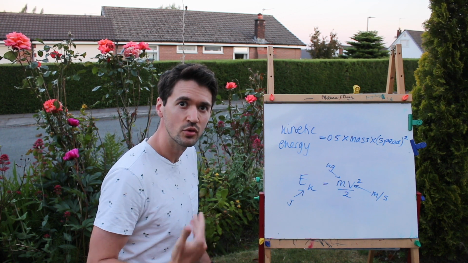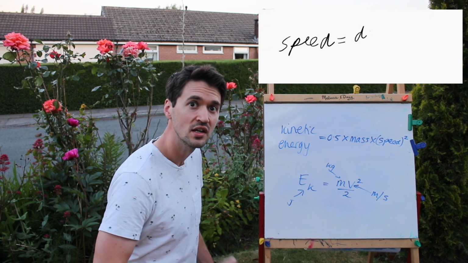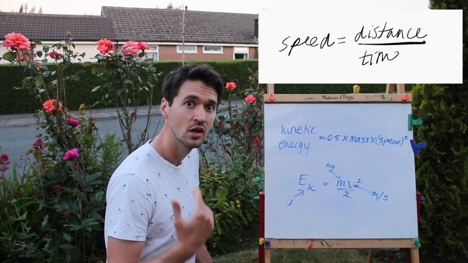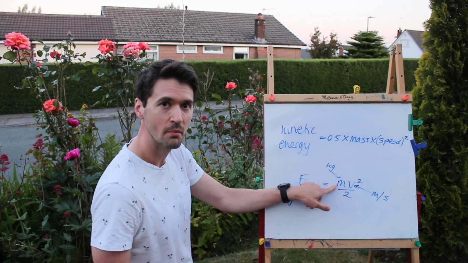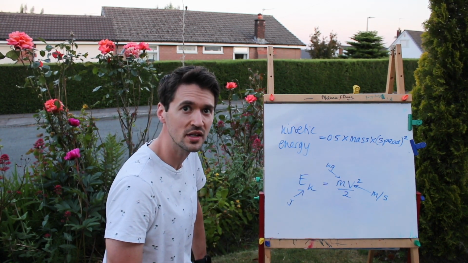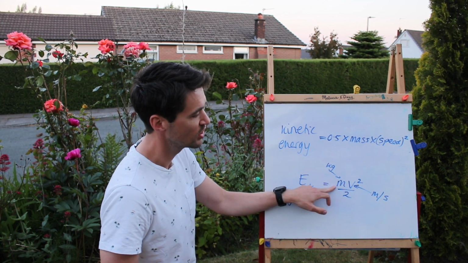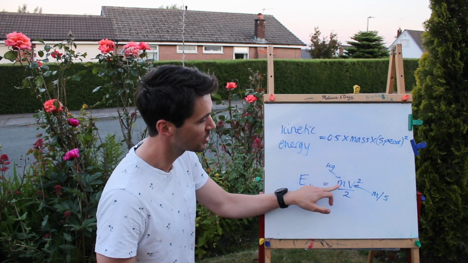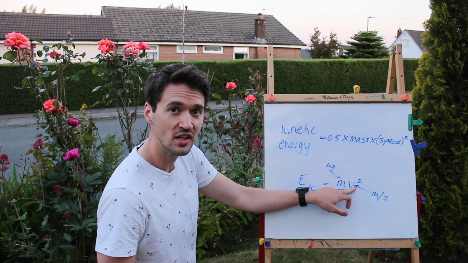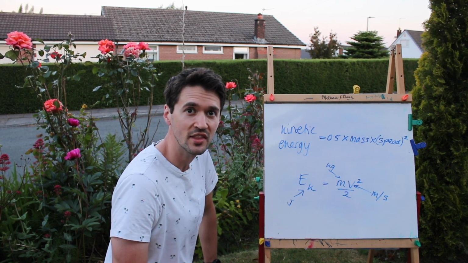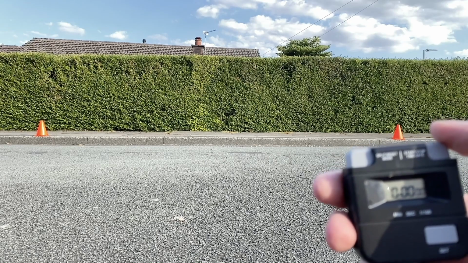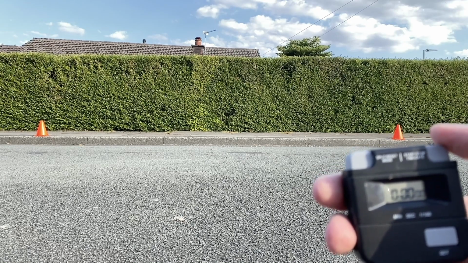And if we know the time, we can do speed is equal to distance divided by time to work out the speed. We'll work out the mass, so I'll look up the mass of the bike and the mass of my son, and then we can put that mass times by the velocity squared divided by 2 and work out the amount of kinetic energy that's in him and his bike as he's moving down the road.